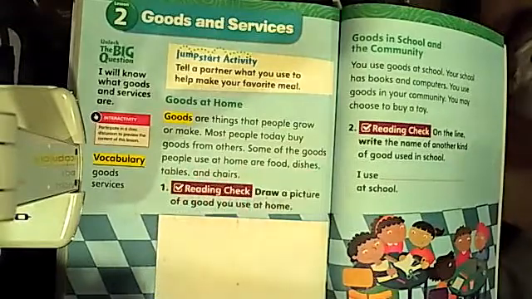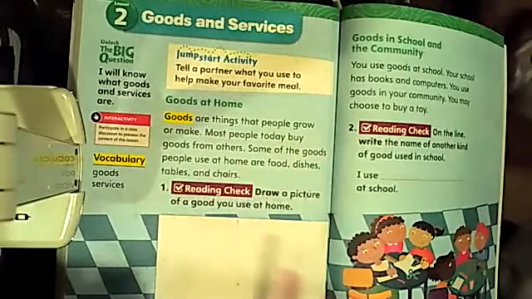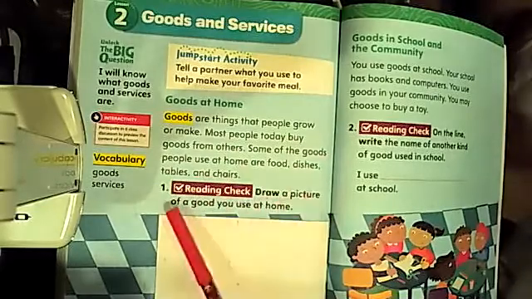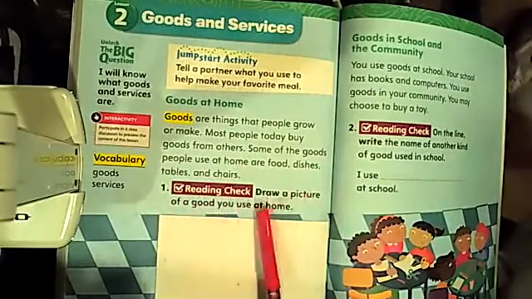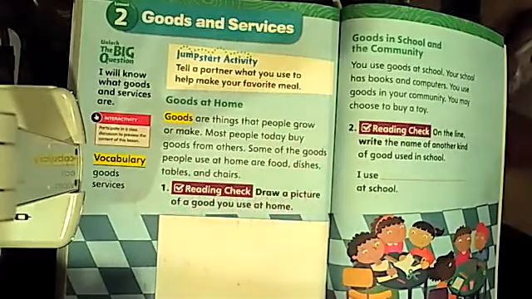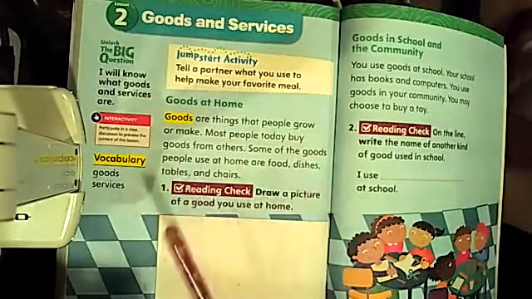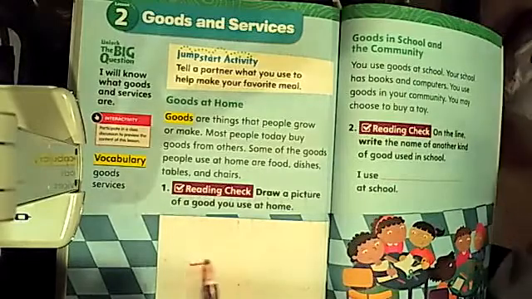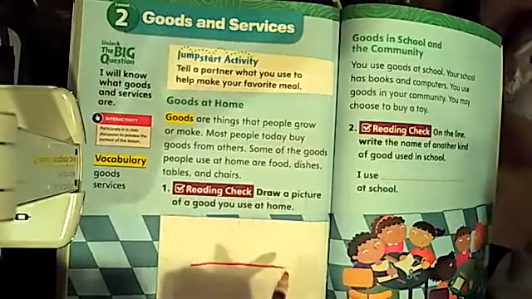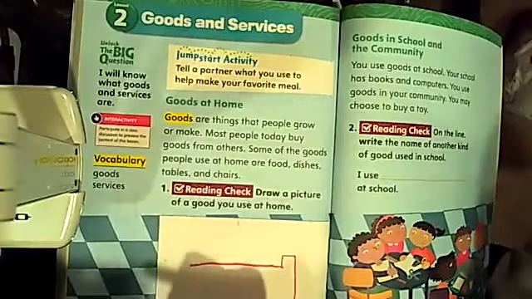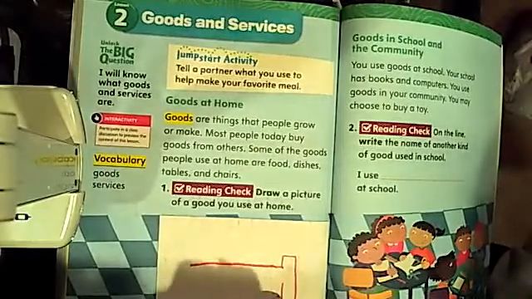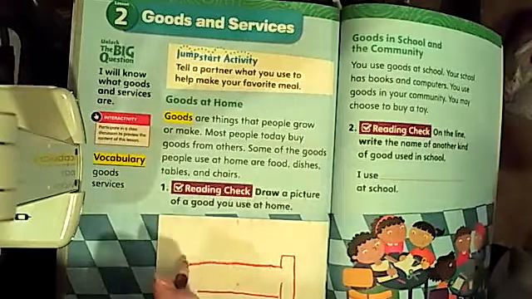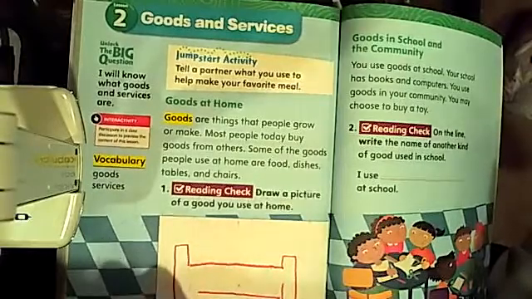Now, our first reading check has come up. It says, draw a picture of a good you use at home. Now, you might use dishes or tables or chairs, and I do, but I want to think about something they didn't talk about. And I know one of my favorite ones is this. Maybe you can tell by my drawing what I'm drawing a picture of. If not, you can draw the same thing or you can draw something different. Totally up to you.